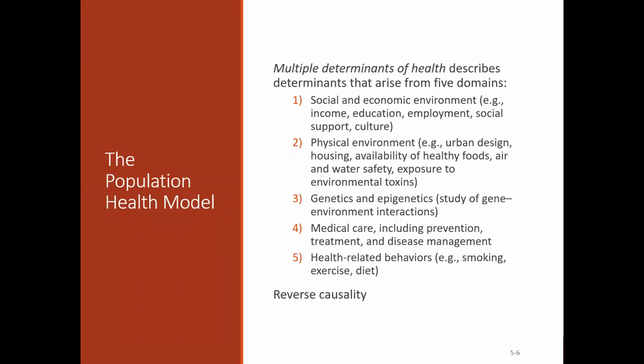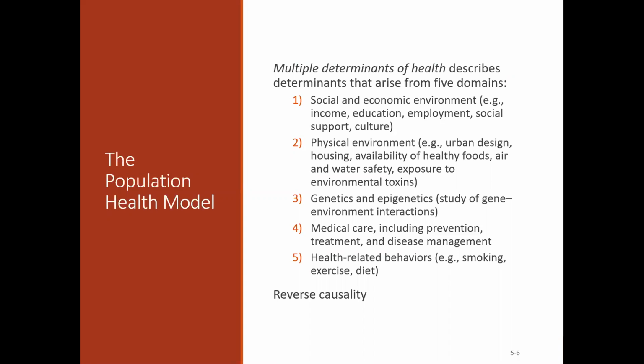We also know that multiple determinants of health arise from looking at five domains, specifically social and economic development. So when we're looking at that, it's income, education, employment. Social support is actually a really important indicator that's come around more and more lately. So we know that if folks have social support, they're going to have a better opportunity for positive health outcomes. Culture also plays a really important part of this, and ultimately the social and economic environment is really the driver of those determinants of health, and by and large our health outcomes nation and worldwide.